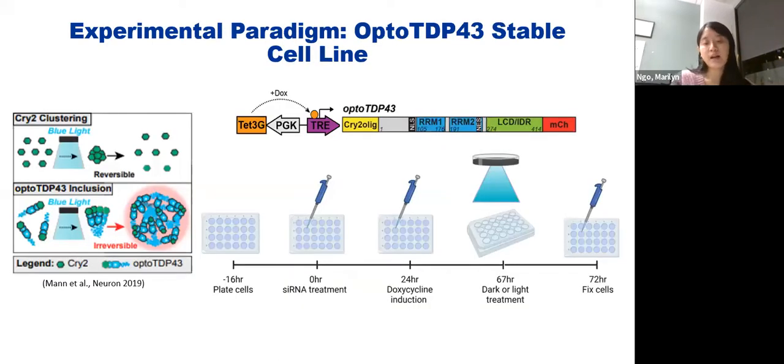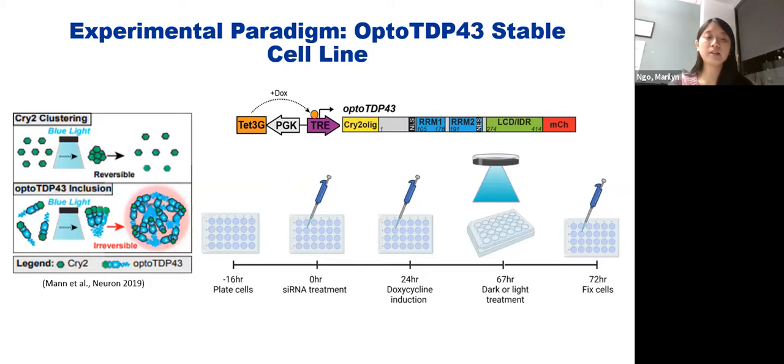We then wanted to test how SCYL3 knockdown affects not only TDP-43 endogenous function, but TDP-43 pathology. We used a novel optogenetics method developed by a previous PhD student in our lab who created a construct called opto-TDP-43. Essentially, the Cry2 protein clusters and aggregates when exposed to blue light. This is normally reversible when Cry2 is no longer exposed to the light. However, when TDP-43 and a fluorescence reporter is connected to Cry2, we see these aggregates are irreversible after exposure to the light. Using this opto-TDP-43 construct as a basis, I created several monoclonal stable cell lines with a TET3G reporter that is inducible with doxycycline.